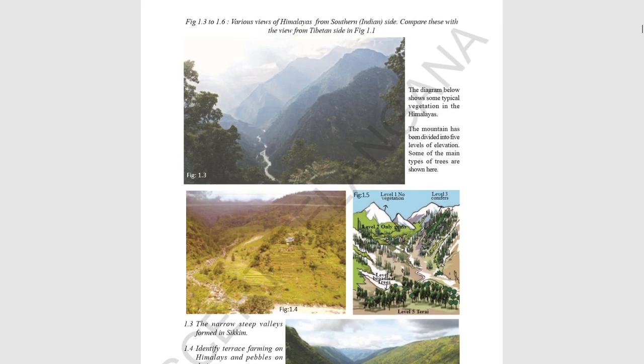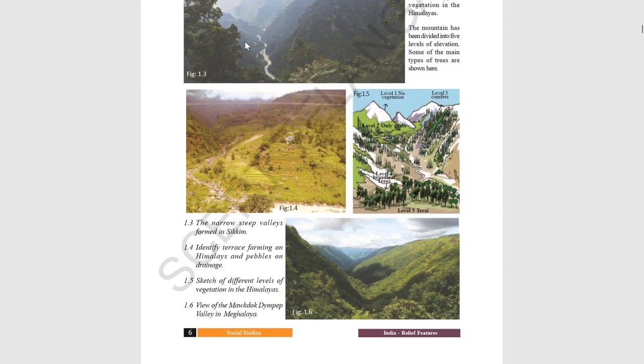Various views of Himalayas from the southern India side. Complete this side, the view from the Tibetan side. Okay, 1.3, this one about this. The narrow steep valley formed in Sikkim. Narrow steep valley, see here.